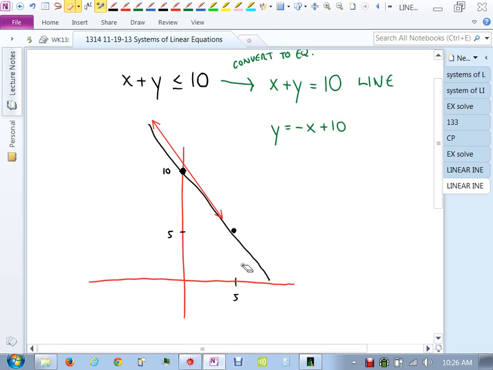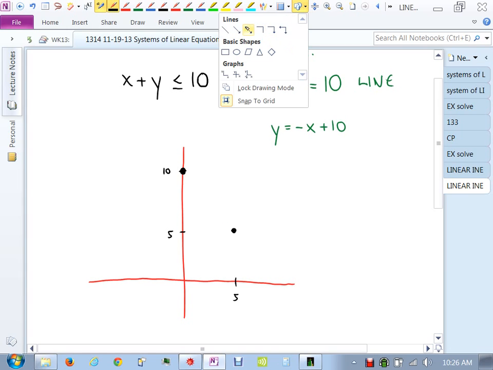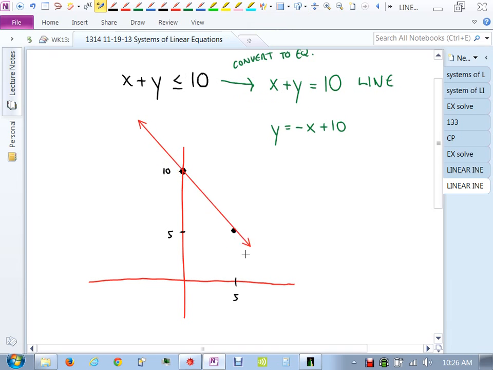Oh, whoa, what happened? It was funny. Come on, piece of junk. There we go. The line's in red. Oh, well. That all right?